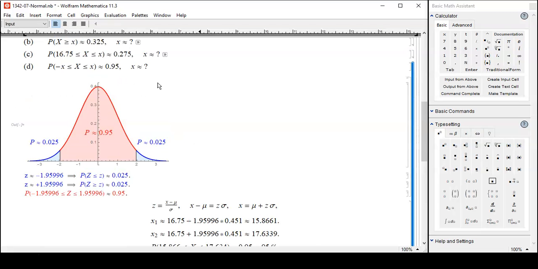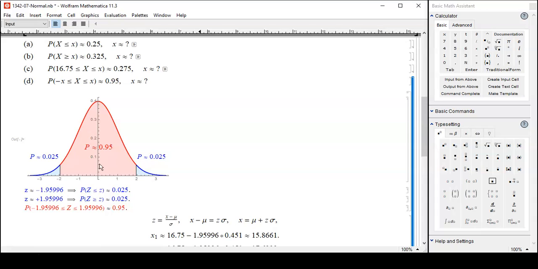How about this? Well, the middle part is 0.95. So the other 0.05 will be shared by the left-hand side and right-hand side. So add these up. What do you get? I get 0.975. And that's what this is, 0.97.